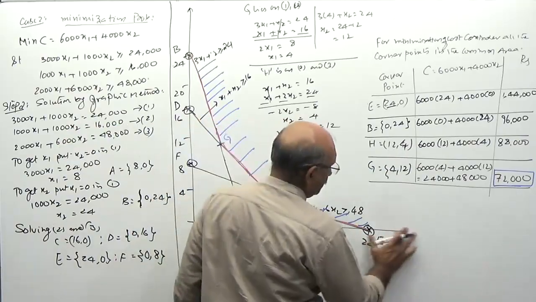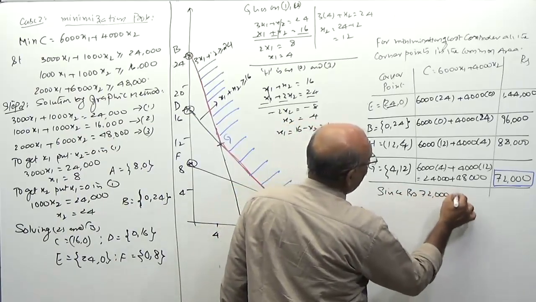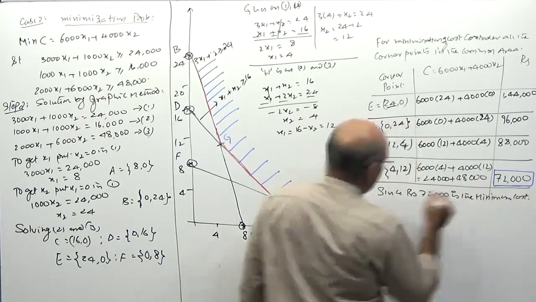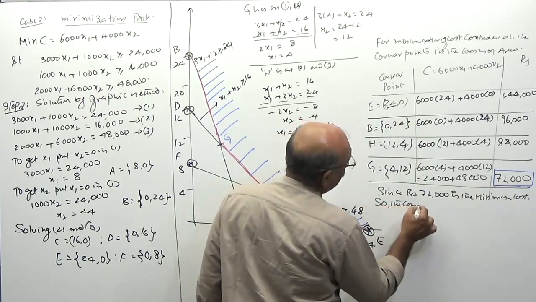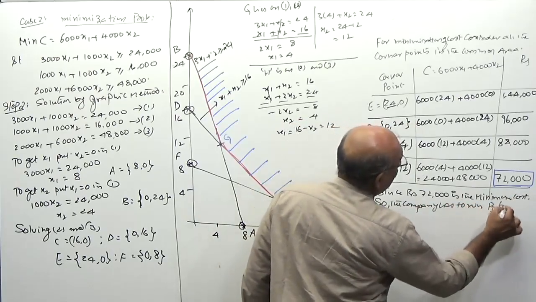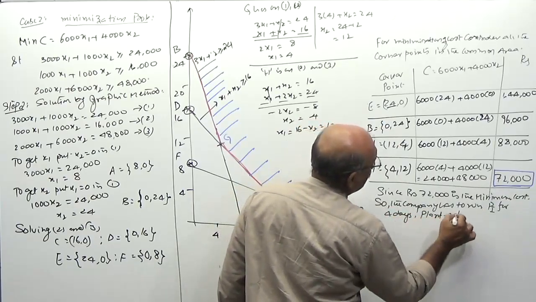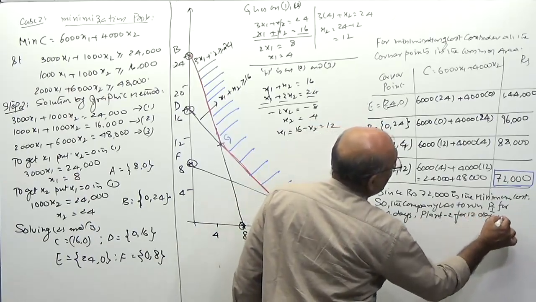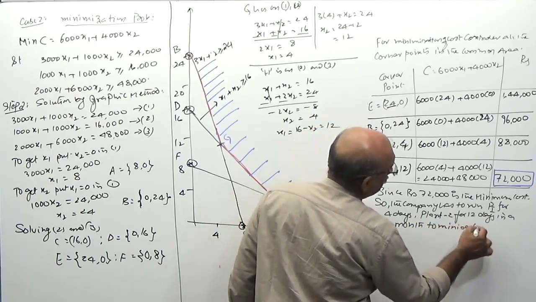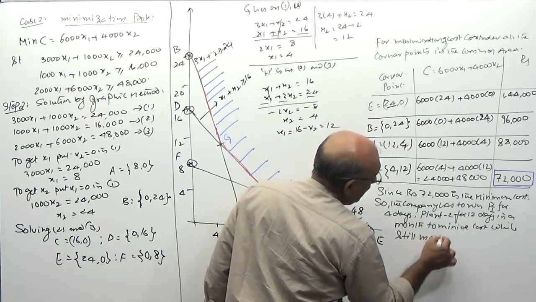So, since rupees 72,000 is the minimum cost, the company has to run plant 1 for 4 days, plant 2 for 12 days in a month to minimize cost, while still meeting the market demand.